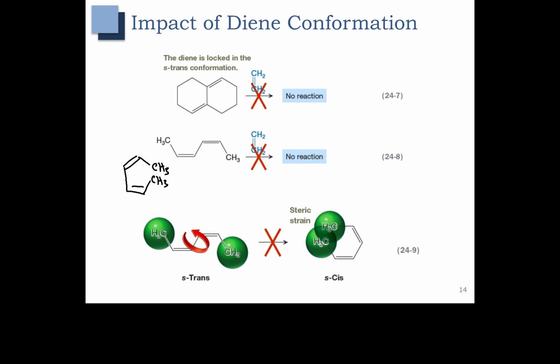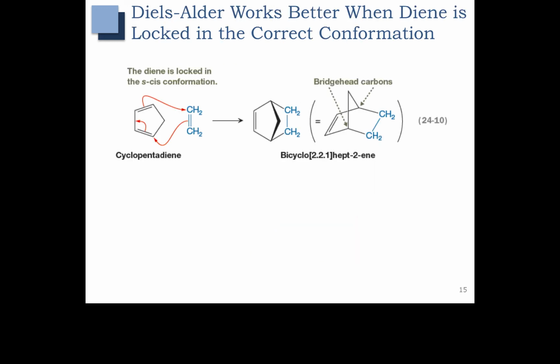You can imagine this picture is trying to show that rotation where it's in the S-trans conformation. It tries to rotate around, and you're just getting too much strain in this S-cis conformation. Diels-Alder reactions work better when the diene is locked into the correct conformation, because then you don't have to worry about it doing this rotation. The rotation from the S-trans to the S-cis conformation, you have to get over that energy barrier, and that is going to cause a problem. So if you've locked everything into the S-cis conformation, the reaction is going to proceed a lot better.